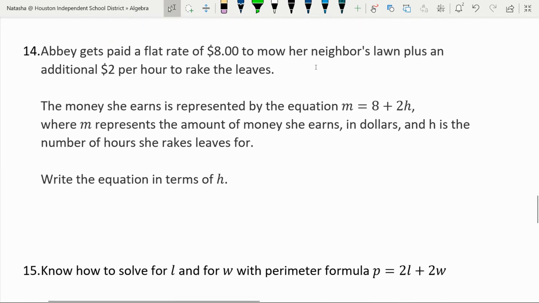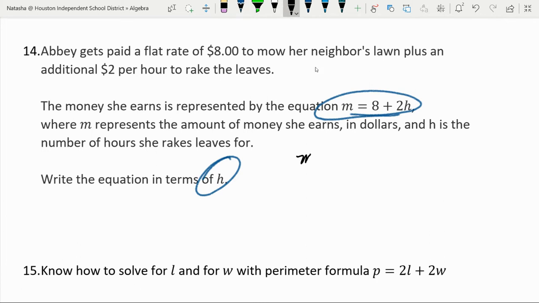Number 14, we've got Abby. She's paying a flat rate for our neighbor's lawn. We're given the equation. We want to solve it in terms of h. So this is kind of similar to what we just did above in question number 13. I want to isolate my variable. So I have my equation m is equal to 8 plus 2h. I want to get to h. So I'm going to treat the 8 as a constant.